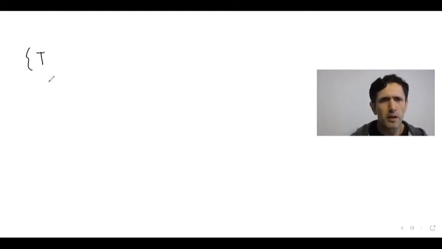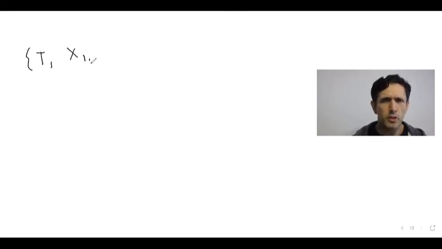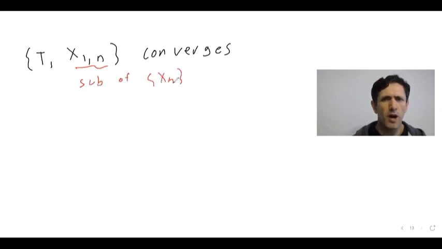Okay, so let's start with T1. T1 is compact, so let's say we pick a convergent subsequence, which I'll call x1n, where T1 x1n converges. T1 is compact, so I can do that. So this is a subsequence of xn. If you want, maybe you can call xn kind of x0n, if that helps.